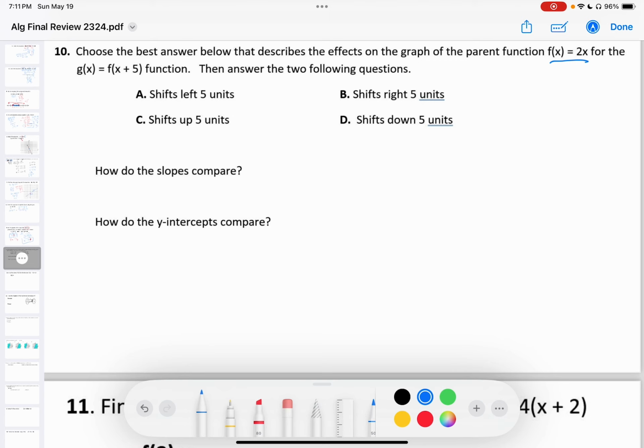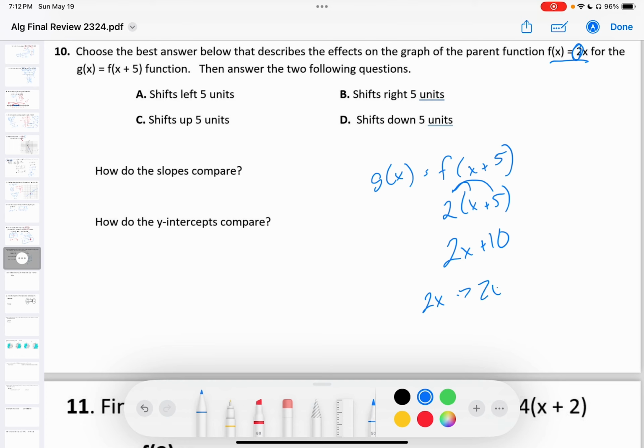So what we would see with g of x equals f of x plus 5 is that because f of x equals 2x, we take that 2, drop it there, and we'd have 2 times x plus 5 here. If we distribute that, we end up with 2x plus 10. So we're comparing 2x to 2x plus 10.